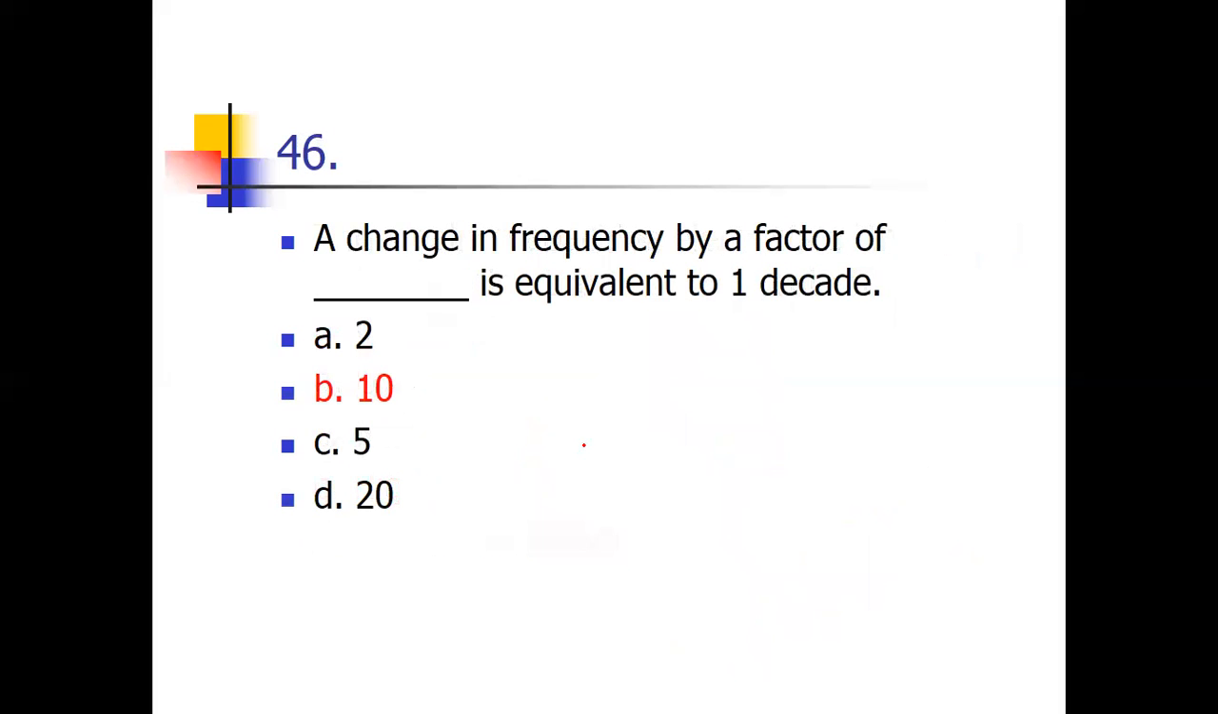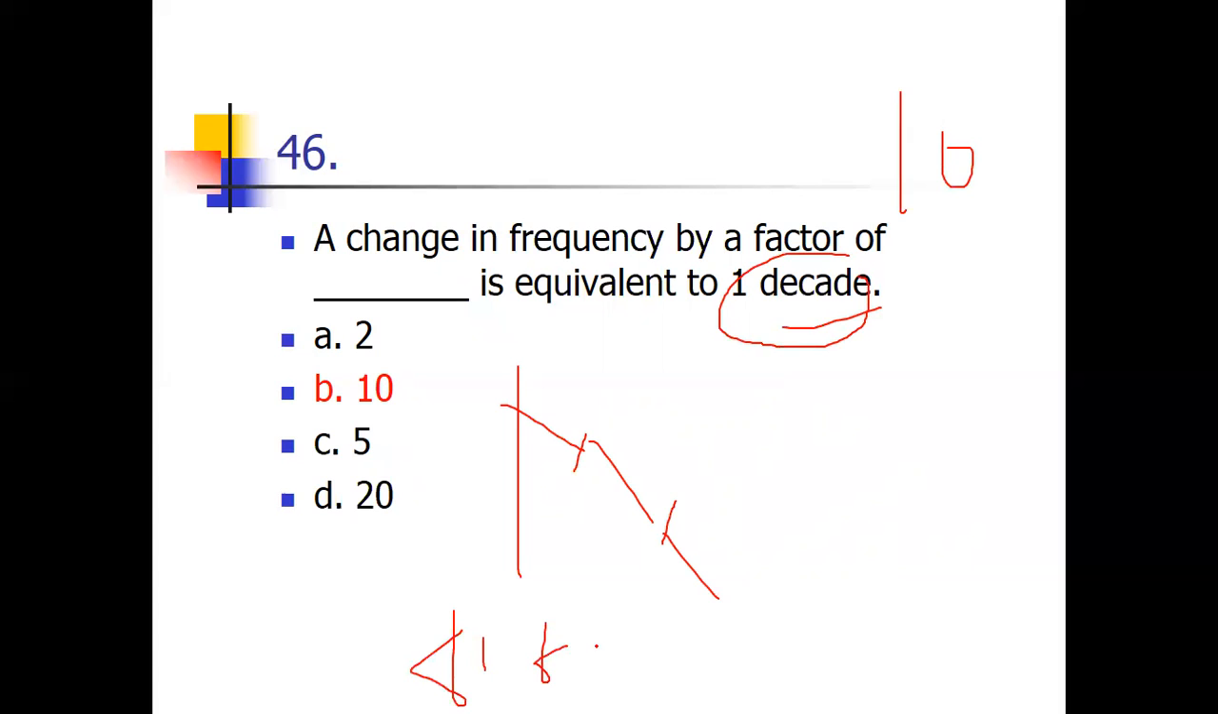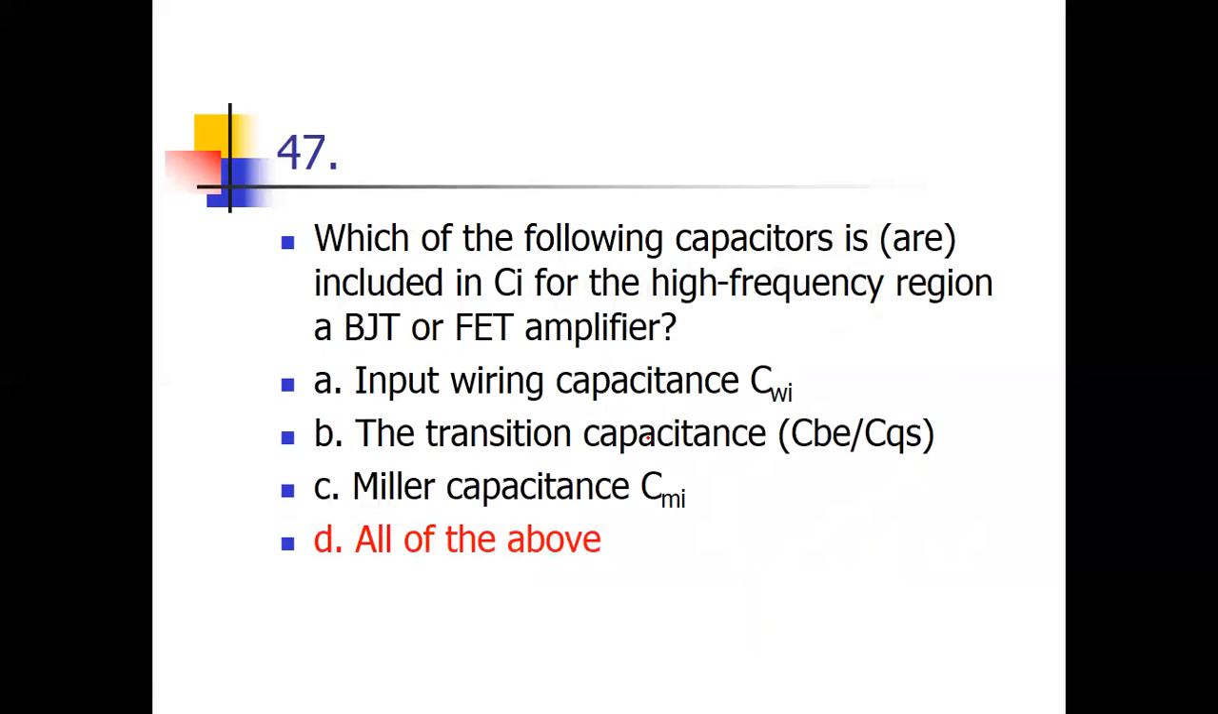Change in frequency by a factor of 10 is equal to 1 decade. If you remember the Bode plot, the frequency response slope is minus 20 dB per decade. Decade means the ratio of frequency is 10. Therefore, if it is F1 and F2, the ratio of F2 by F1 is 10. That is called a decade.